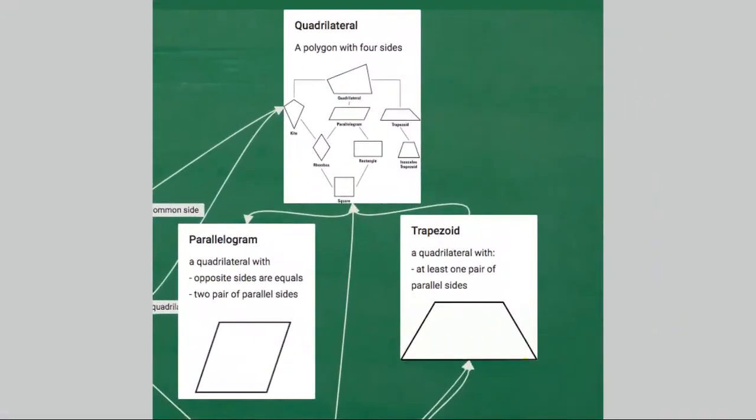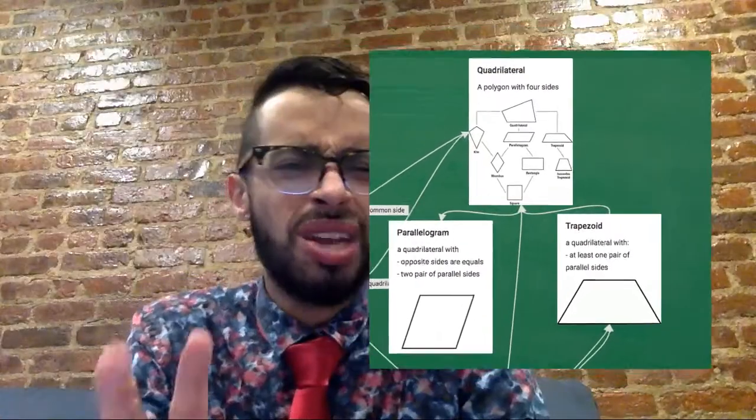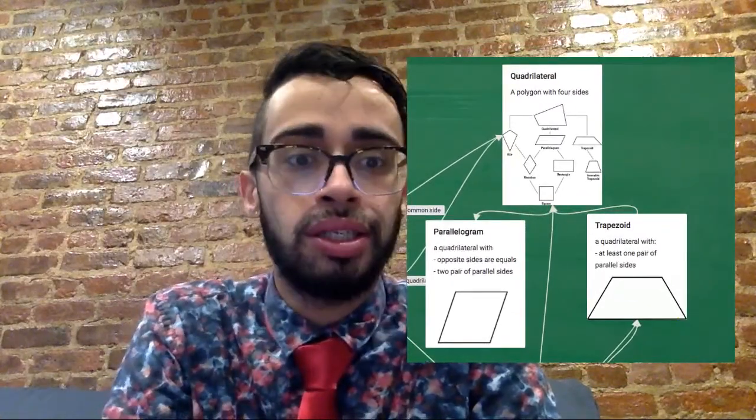Let's just quickly recap that before we dive into today's activity. So, as we discussed, a parallelogram is a quadrilateral with opposite sides equal and two pairs of parallel sides, while a trapezoid is a quadrilateral with at least one pair of parallel sides, which is real important that we understand before we get into this activity.